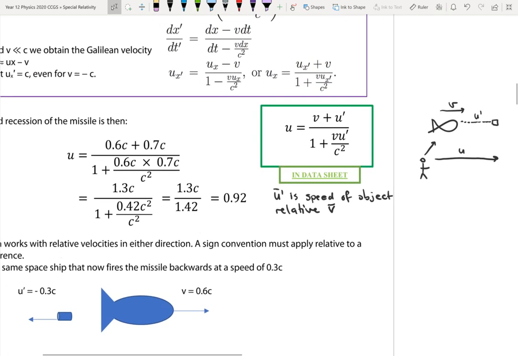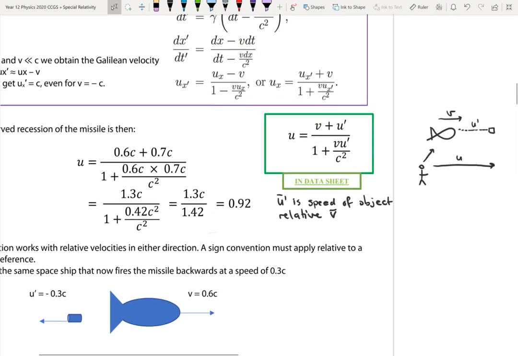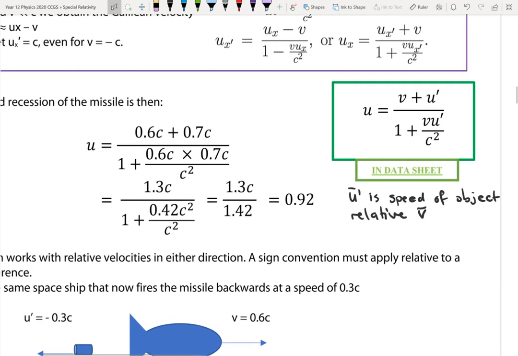So let's just have a look now at the maths. What we've now done is we've added this new term underneath that's always going to be less than 1.3. So there's the term there.